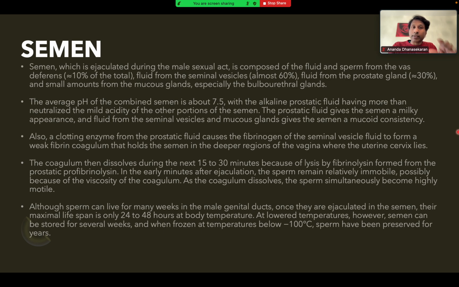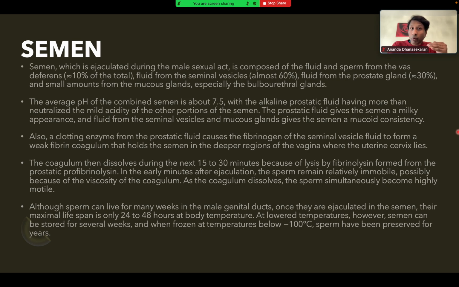When needed, for example, if a man has to do a sperm test and is collecting the sperm at home by masturbation, he needs to keep it warm at his body temperature. So the best advice is to keep the sperm in his shirt pocket so that it's warm with his body temperature. But if somebody wants to store the sperm, it can be stored at low temperature for a longer period.